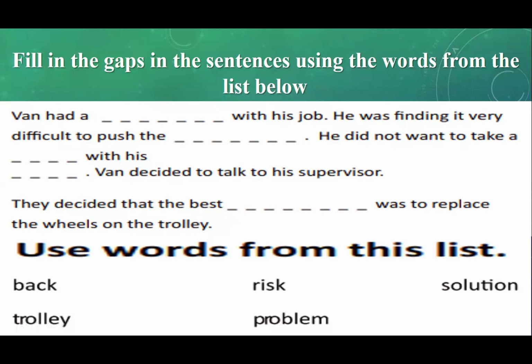Perfect. Yes, he was finding it very difficult to push the trolley. Exactly. He did not want to take a risk with his back. They decided that the best solution was to replace the wheels on the trolley. Perfect. The best solution was to replace the wheel. Exactly.